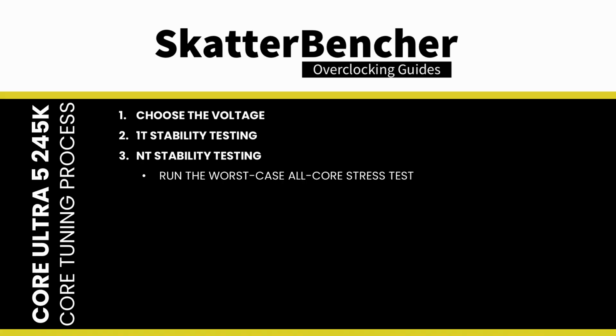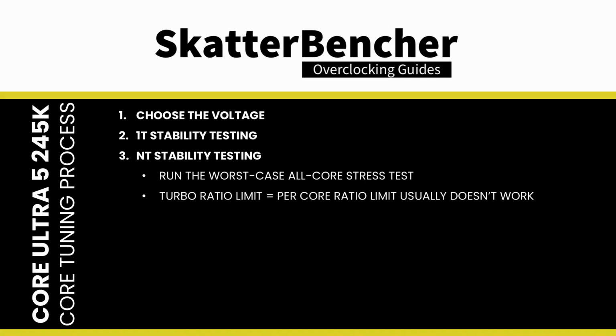The easiest way to do this is by running your worst case all-core workload, which in my situation is always 30 minutes of OCCT CPU AVX2 stability test. You'll typically find that the CPU cannot run all-core at the same frequency as it can run single-threaded workloads. If that's the case, simply lower the turbo ratio limit for all core workloads until it's stable.